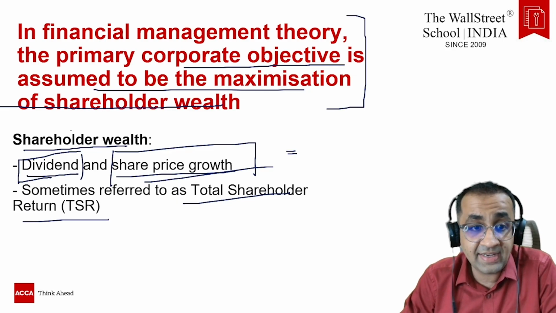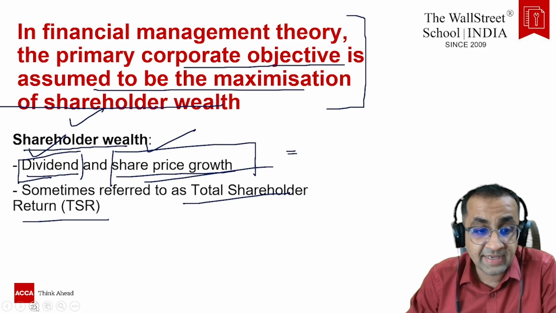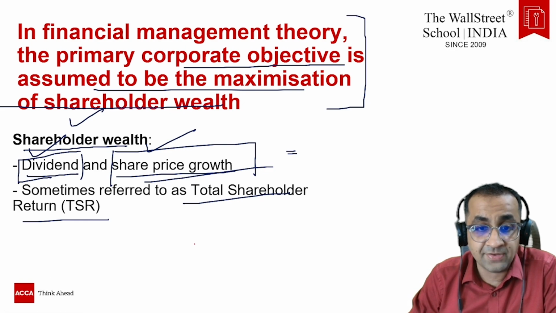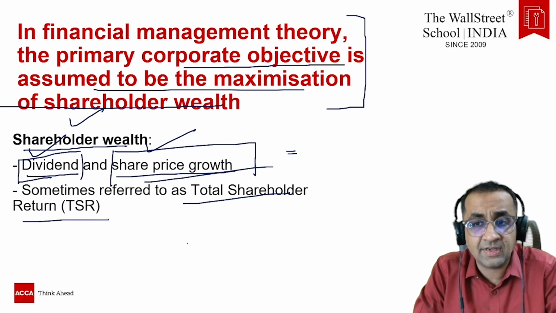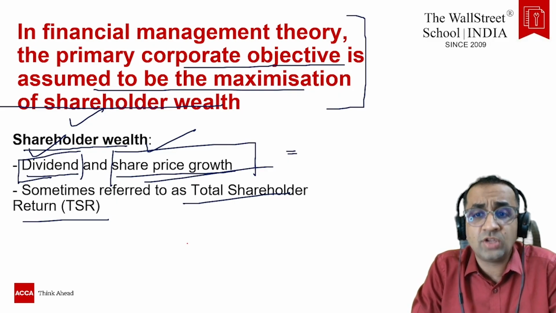What is wealth? Basically, the shareholders will get dividends and the share price will increase. So these are, one can say, the two main objectives, or two main ways, that the shareholder is looking at. Why is he giving money to the company?